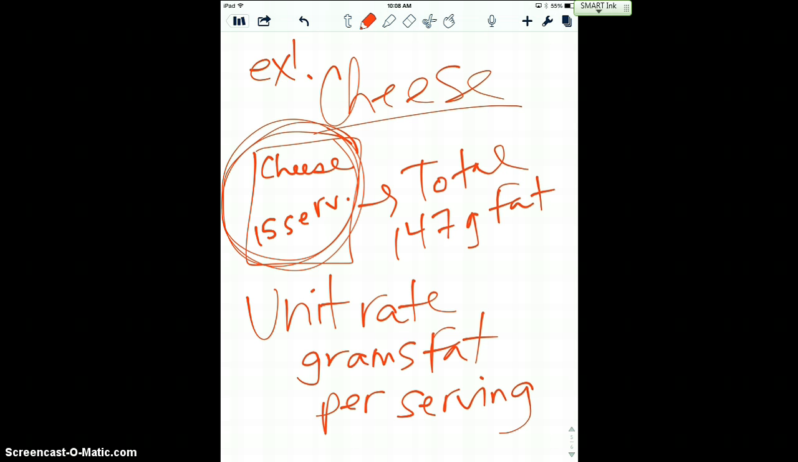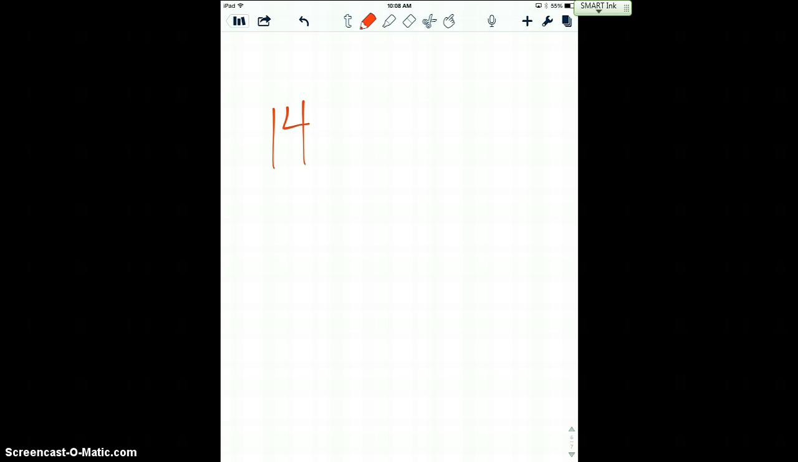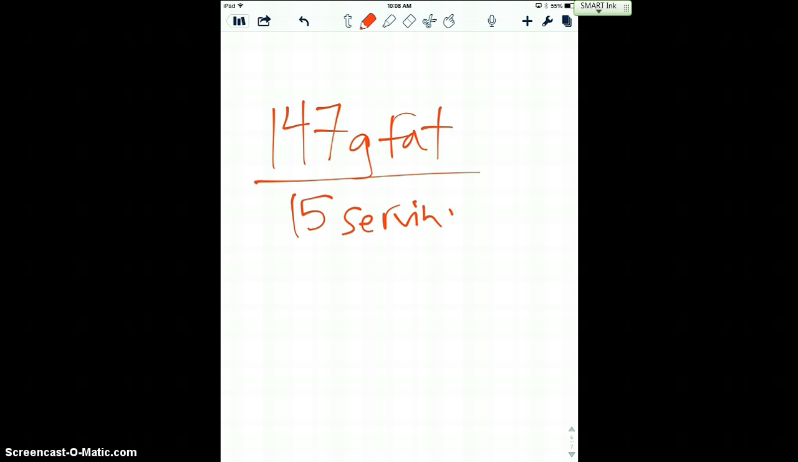So I don't want to know how many grams of fat are in 15 servings. I want to know how many grams of fat are in 1 serving. So I'm going to start with my ratio. I have 147 grams of fat per 15 servings. This is a ratio, but it's also known as a rate because I have different units. Now we're going to convert it into a unit rate.